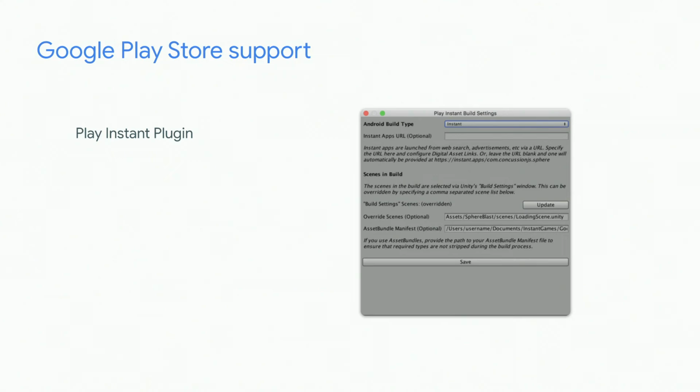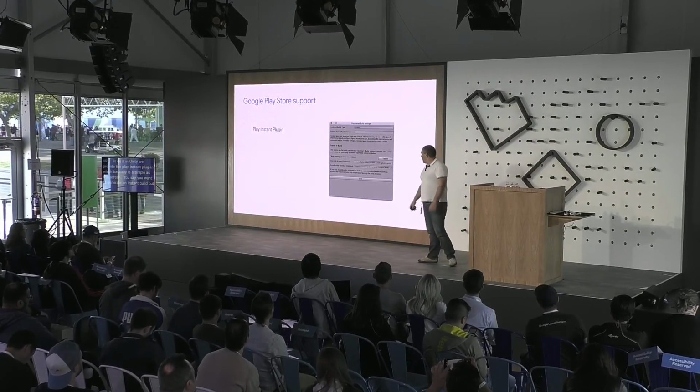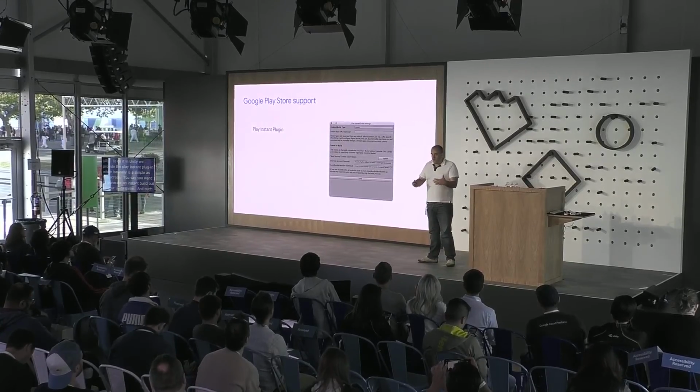It's a great experience. To do it in Unity, we provide the Play Instant plugin, which is as simple as a screen where you say you want to generate an instant build out of your big Unity game. And off it goes. It does everything that you normally would have done manually to generate an APK that you can upload straight into the Google Play Instant track on Google Play.